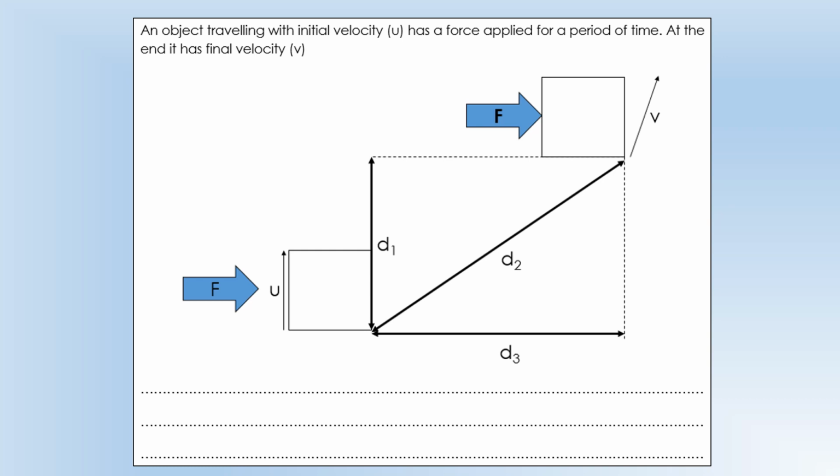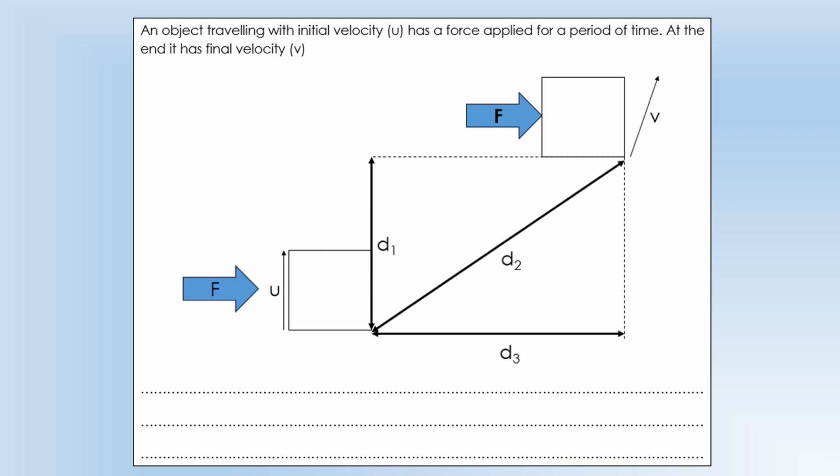So let's say we have an object traveling with initial velocity u, so you can see that on the diagram it's going straight up the page, and has a force applied for a period of time. And at the end it has final velocity v. And in this scenario the force is acting perpendicular to the velocity initially, so you can see its direction is going to change, and then also we're going to get a speed change later on when the force is no longer perpendicular to the velocity.